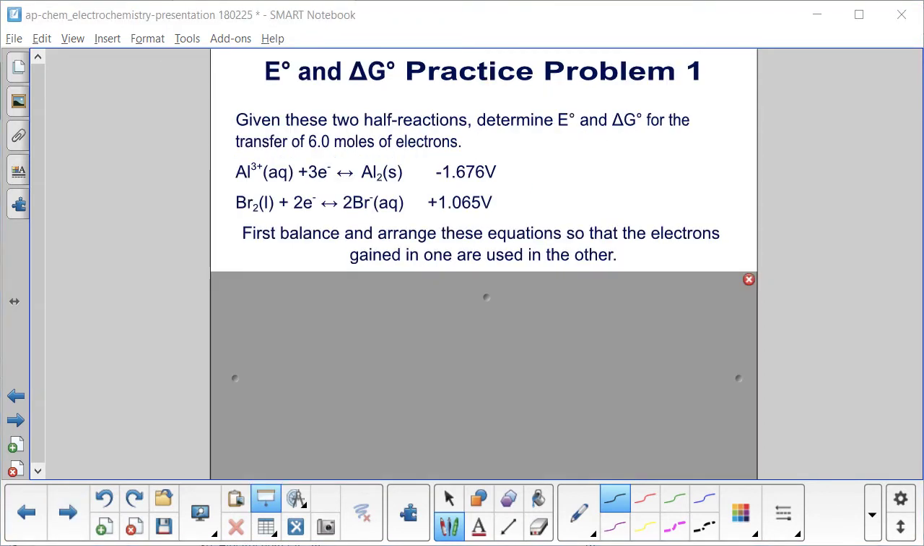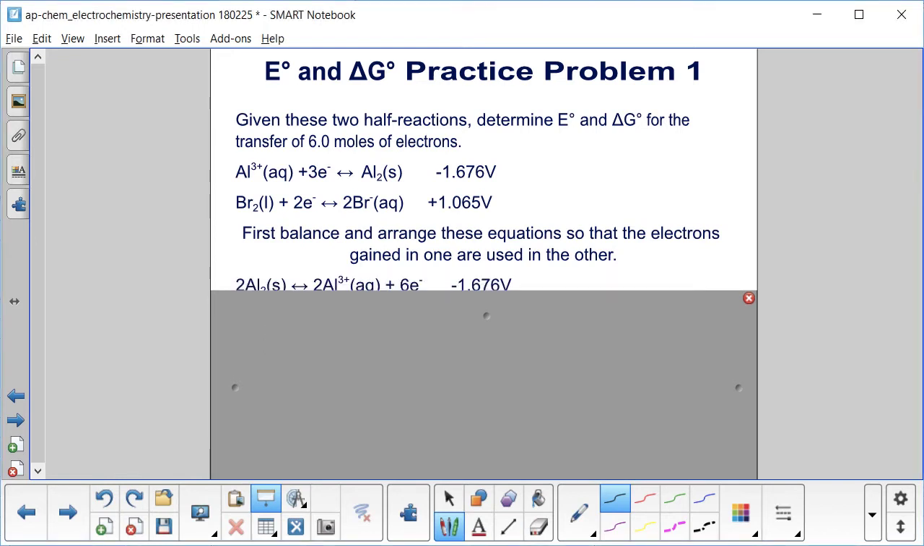Okay, here is a Gibbs free energy problem, practice problem 1. Given these two half reactions, determine the electric cell potential and the Gibbs free energy for the transfer of 6 moles of electrons. So we're given two half reactions with standard reduction potentials. First we need to balance and arrange these equations so that the electrons gained in one are used in the other, right?